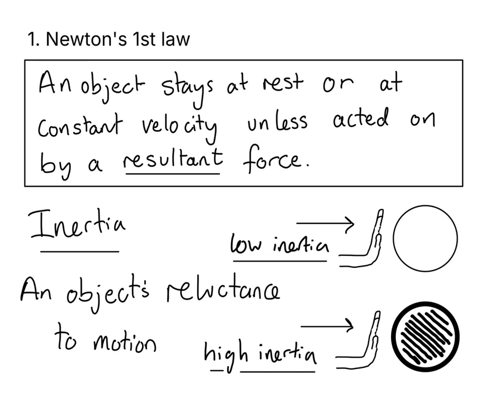The property behind this is inertia, an object's reluctance to change its motion, and the more mass something has, the more inertia it has. That's why it's so much harder to get a lorry moving, and so much harder to stop it once it is.